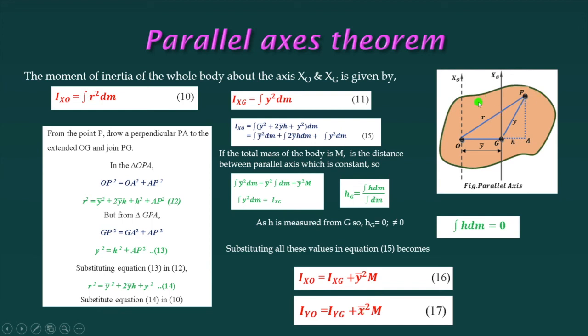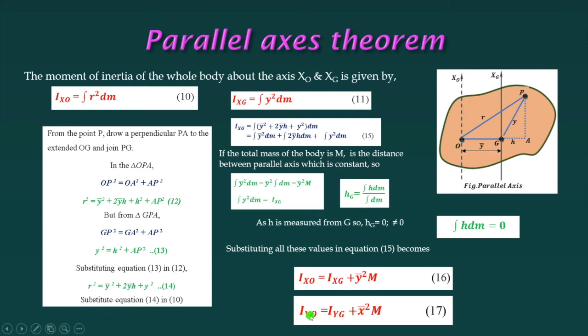Why is it so? Because in the earlier case both axes are along x. So the distance between two axes parallel to the x-axis is y. Here both axes are passing through the centroid and through point O, but both are parallel to y. Parallel to y means the distance will be represented by x. So it is x bar.